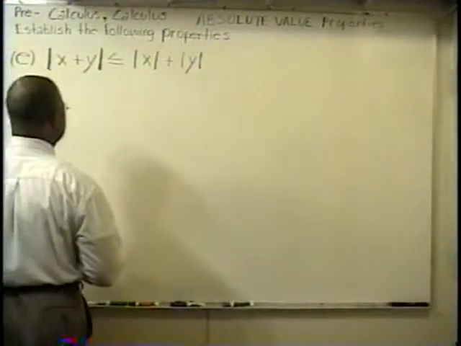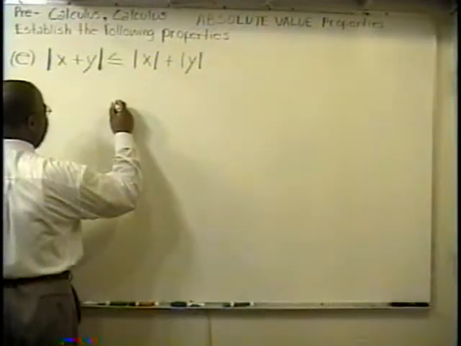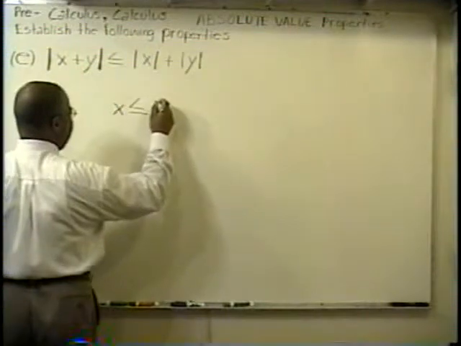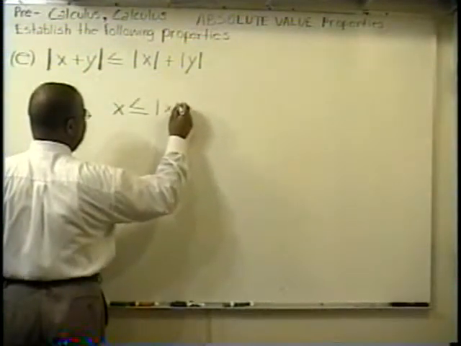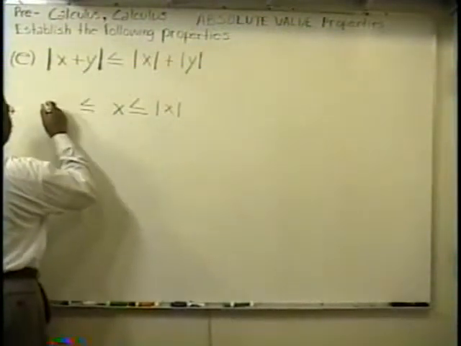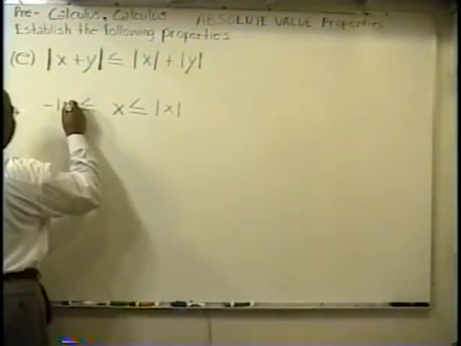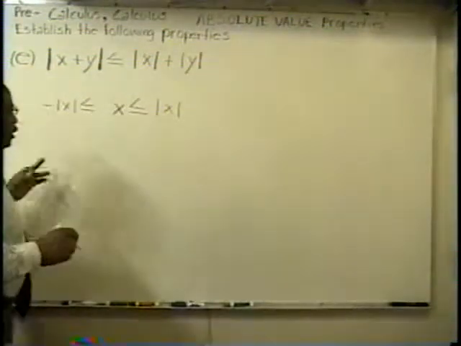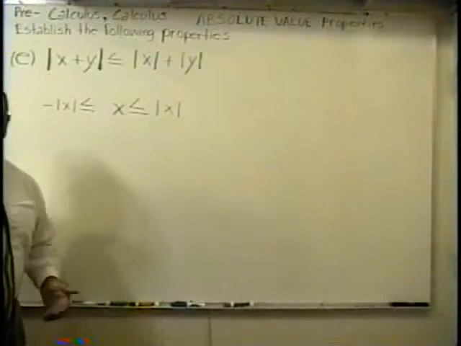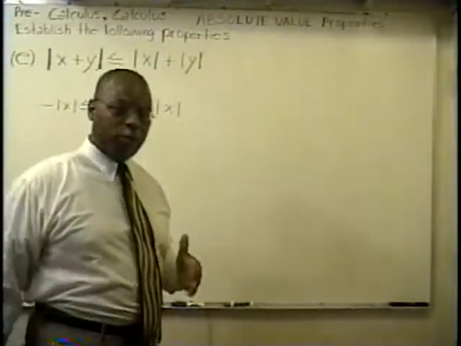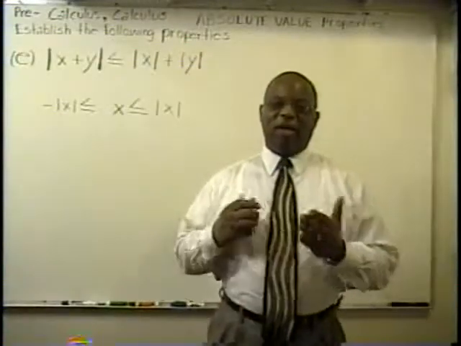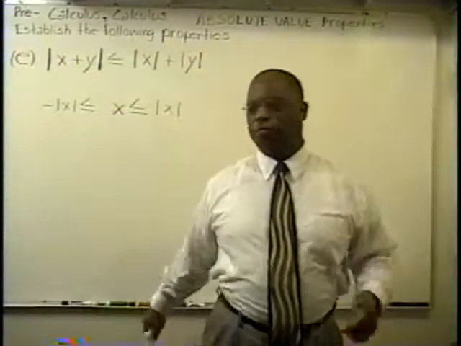Well, in this case, I do know that I showed that X is either less than or equal to the absolute value of X, and it's also greater than or equal to minus the absolute value of X. Now, since these are dummy variables, I can use any variable that I choose. I do not have to be stuck with just using X. I can use W, Q, R, theta. I can use any variable of my choosing.